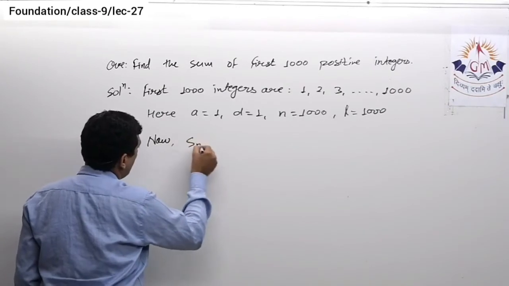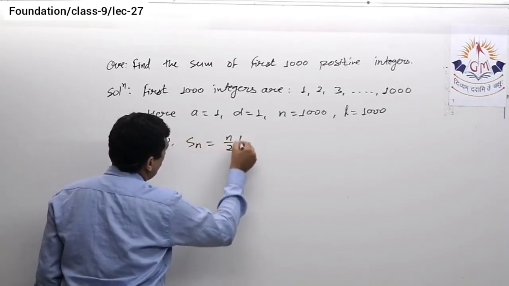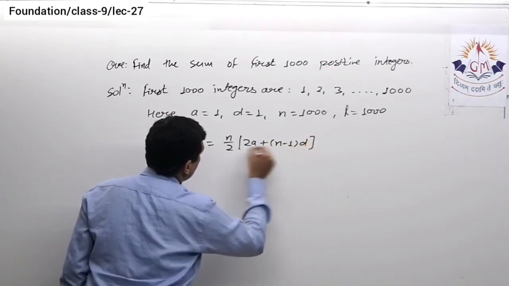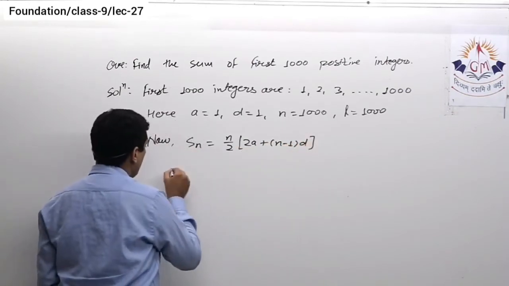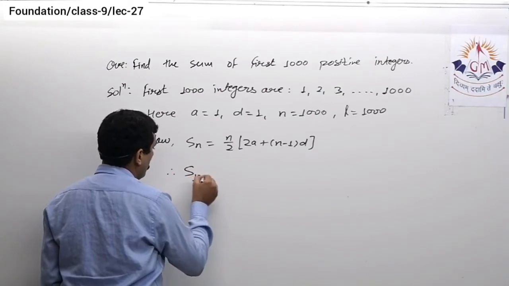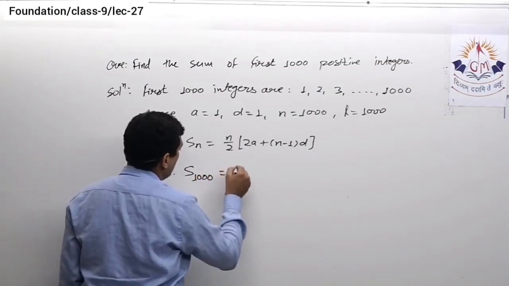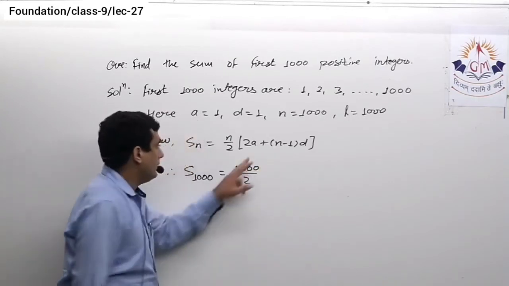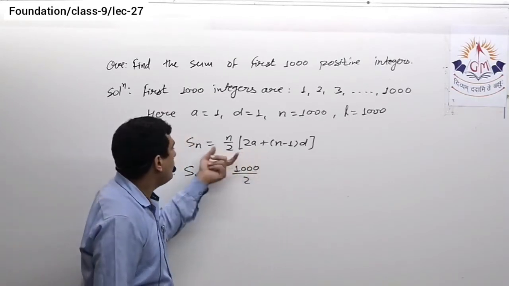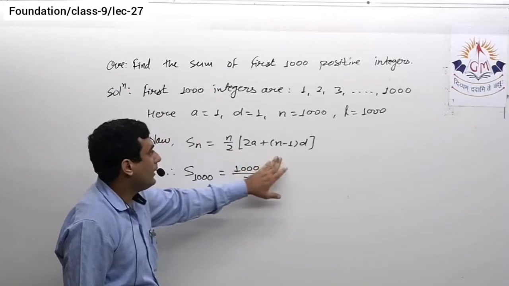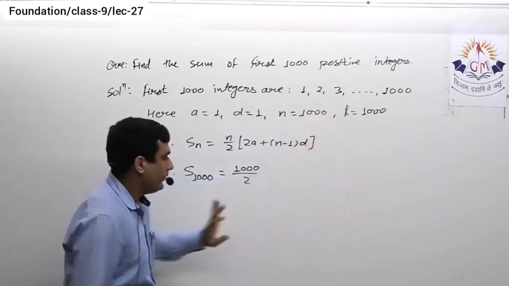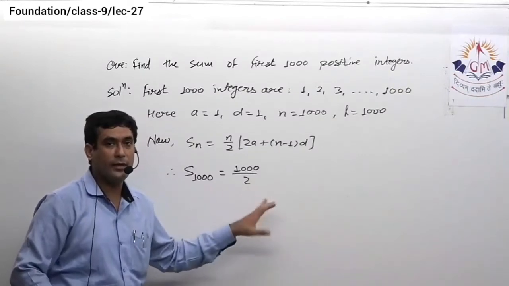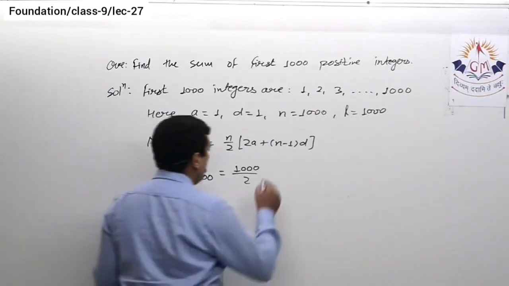Now Sn is equal to n by 2 into 2a plus n minus 1 into d. Okay, so S1000, sum of first 1000 integers, is 1000 by 2. Okay, see there are two ways. As I told you, there are two formulas. If you know the last term, we can use the second formula as well, but I will give you the solution with both the formulas so that we can check whether we are getting the same answer or not.